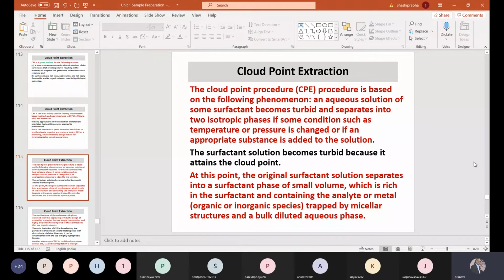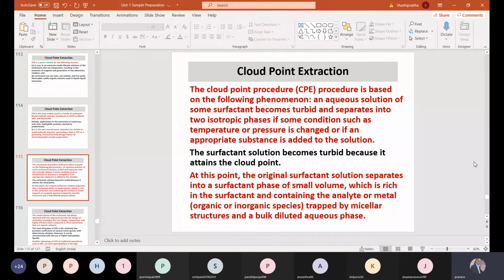And surfactant becomes turbid because it attains a cloud point. That means अगर आप surfactant लेते हो पानी में और थोड़ा गर्म करते हो तो cloudy हो जाता है. उसको हम बोलते हैं micelle formation. What is micelle? उसके बारे में अभी आएगा. That means it tries to form a distinct phase in water itself. वो एक अलग phase बना देगा.